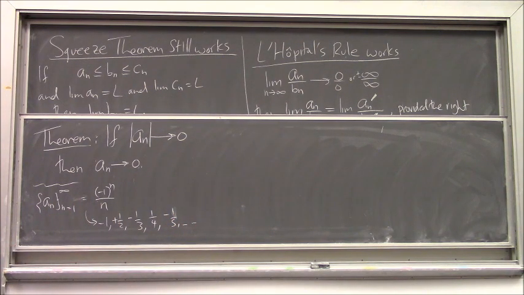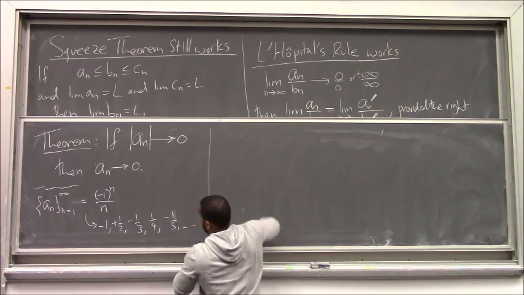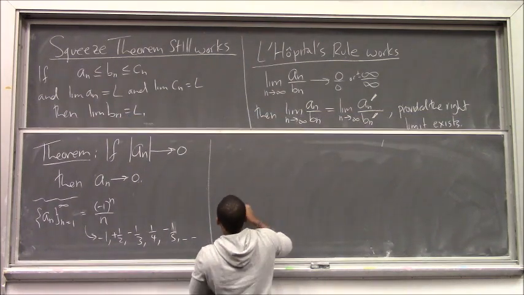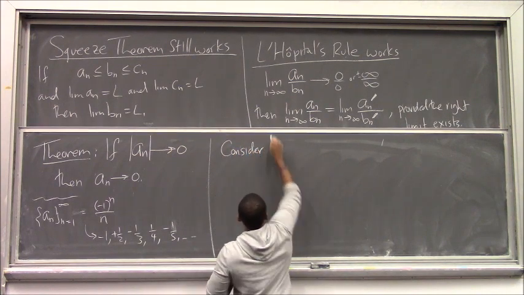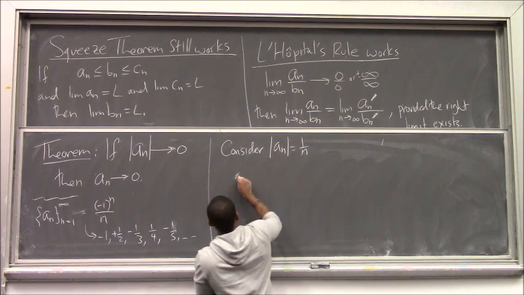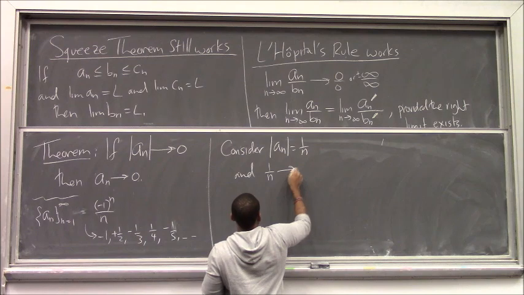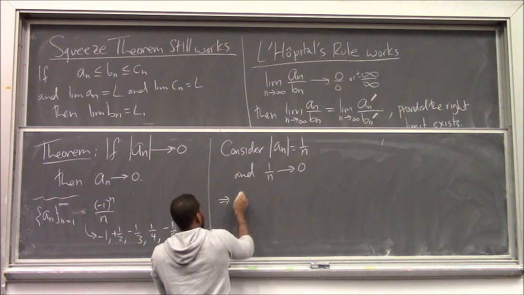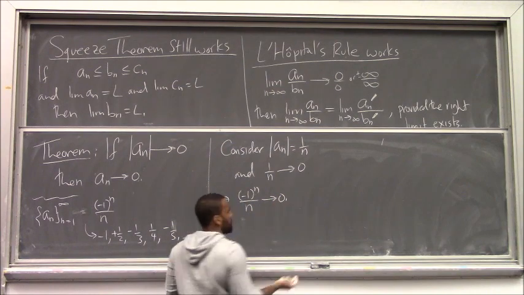Right? So we have guys jumping up and down. You might say, what is that trend, right? They just keep jumping up and down. Is there no trend? It turns out this one does have a trend, and it actually does converge. What you can do is you can say, consider the absolute value of an. So that's going to give you 1 over n. And 1 over n converges to 0. This means the original sequence also converges to 0.